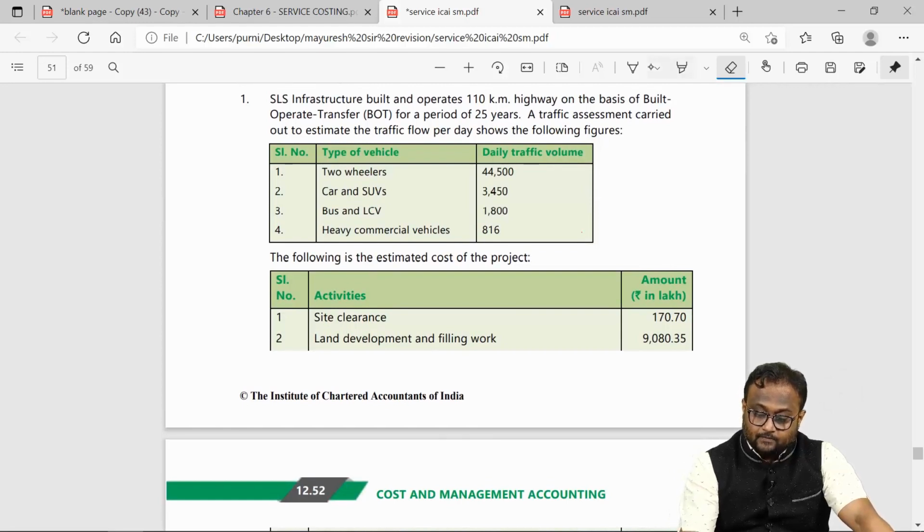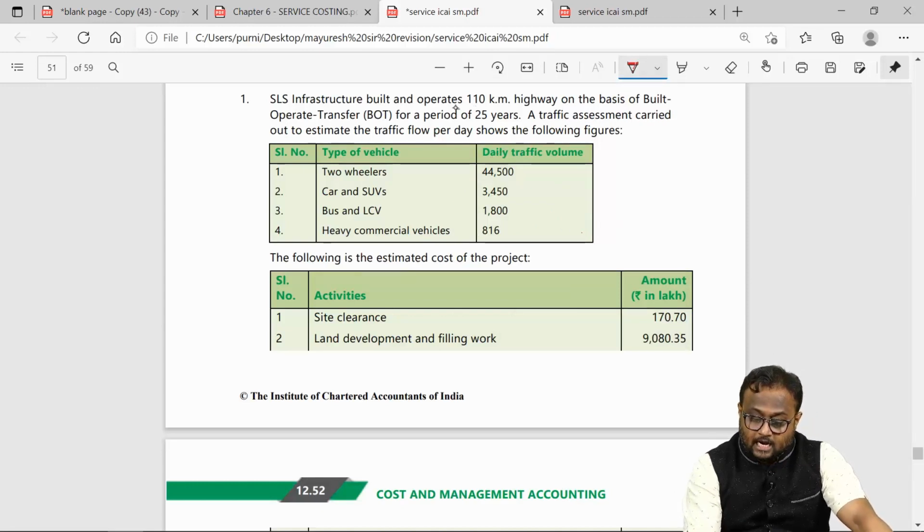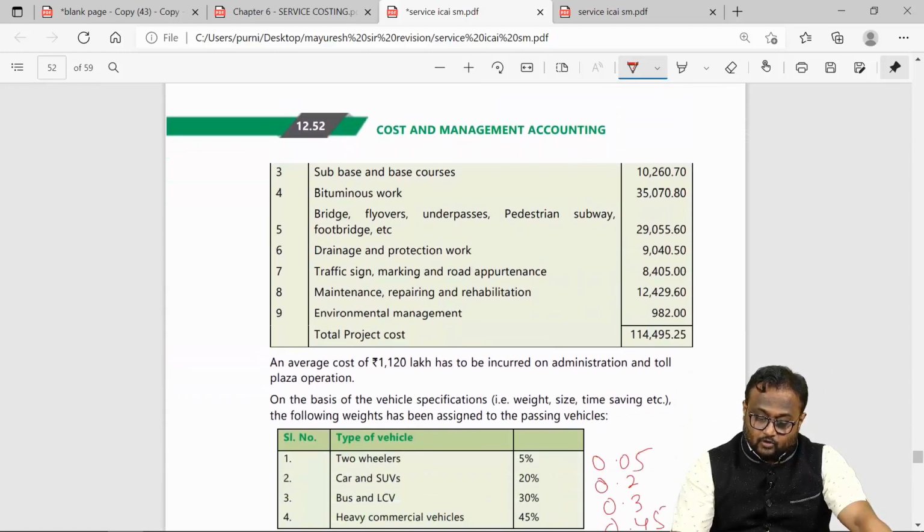They have given us the total number of vehicles. It's about toll calculation. 110 kilometers is the length of the road. We'll be using it for 25 years. We have been given the cost. Apart from this cost, which is in lakhs, there is one more cost which is in lakhs. So get the total, that will be the total cost.